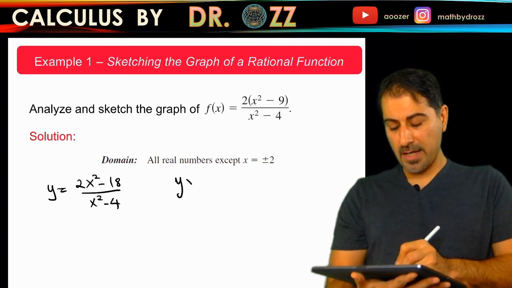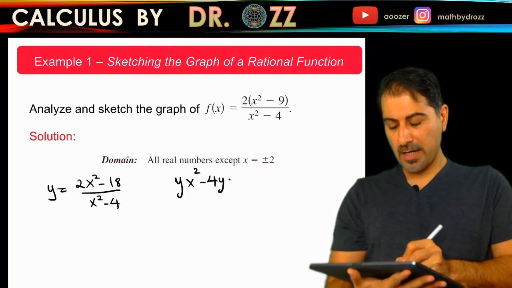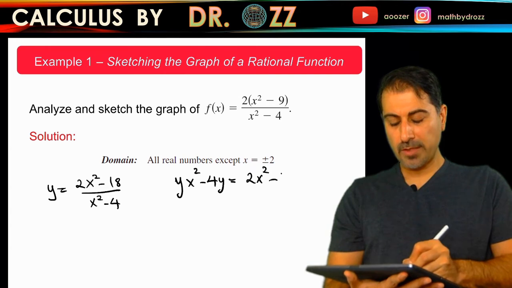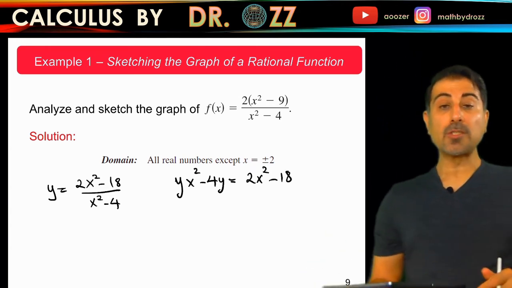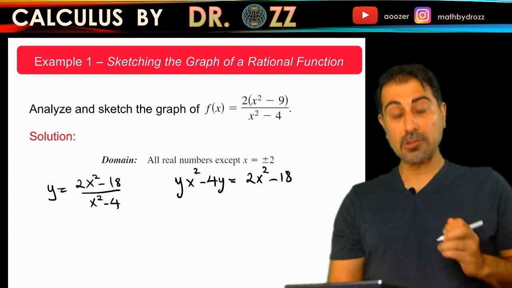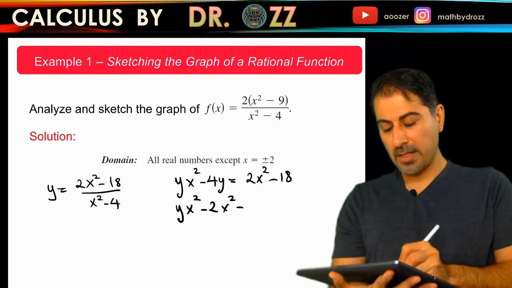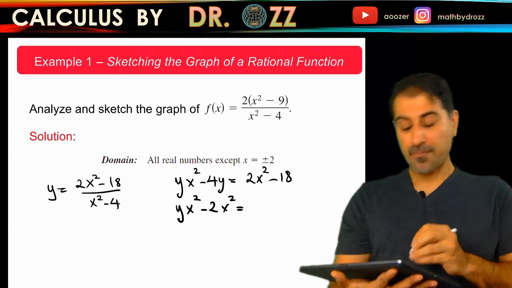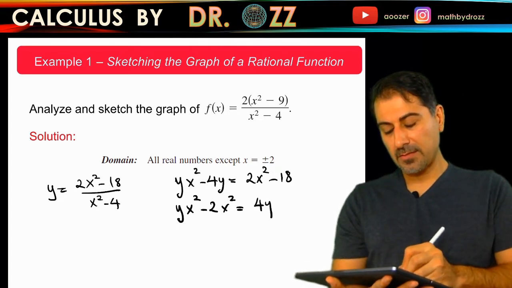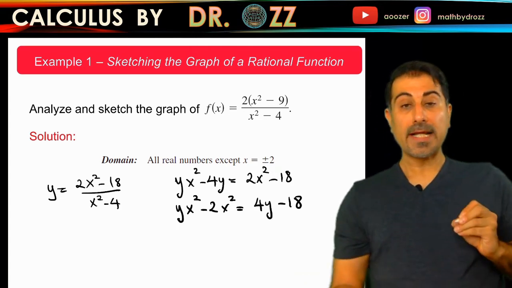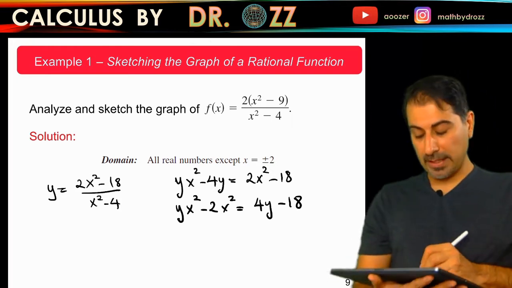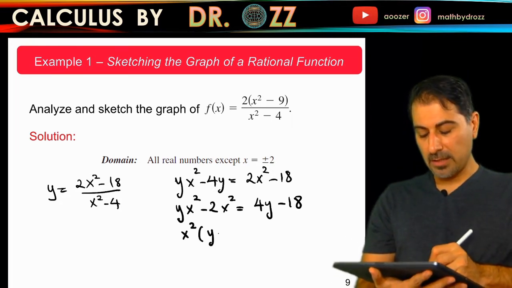So it's going to be y x squared minus 4y equals 2x squared minus 18. Now I'm going to subtract 2x squared from both sides of the equation. And as well, I'm going to add 4y to both sides of the equation so that I can isolate x squared on the left because I can factor that out.